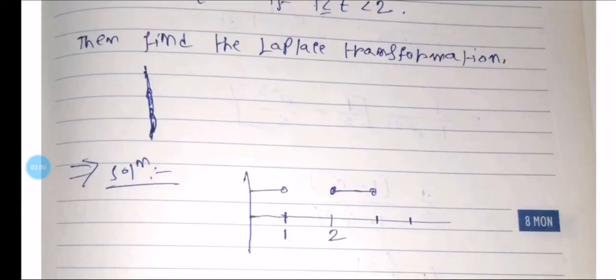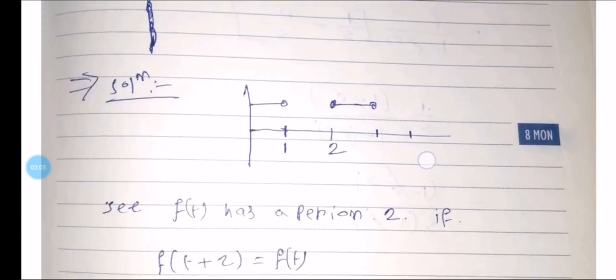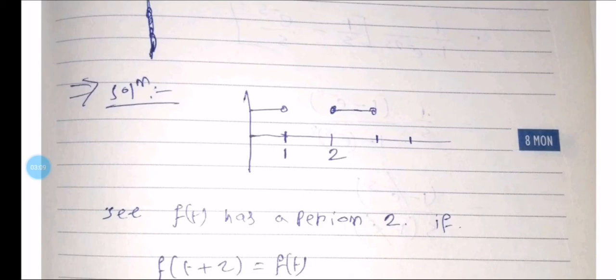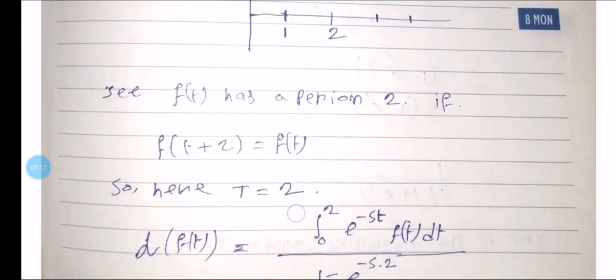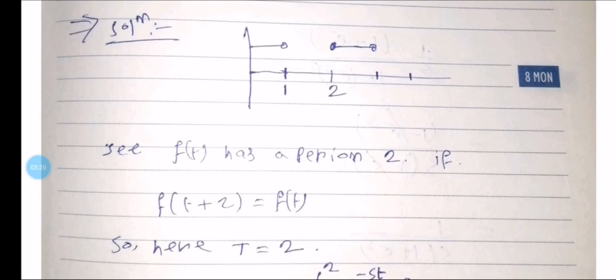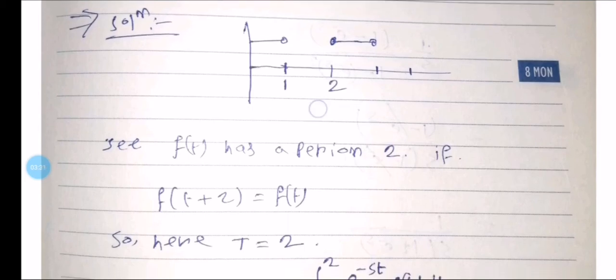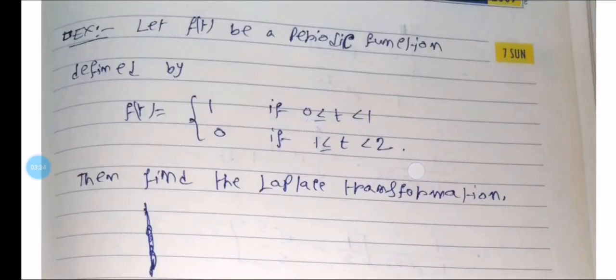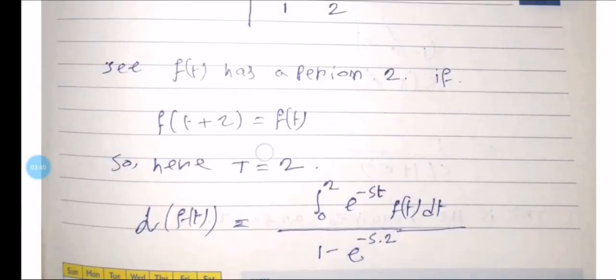This will be repeated as it is a periodic function. In 2 to 3 again the value is 1, and in 3 to 4 the value is 0, and this will go on. So we know that f of t has a period of 2, that is, capital T is 2 here, because between 0 and 1 it is 1 and between 1 and 2 it is 0, and this is repeated again and again. So between 0 and 2 this is one function, defined on 0 to 2. So the period is 2, capital T equals 2, and we can write f of t plus 2 equals f of t.